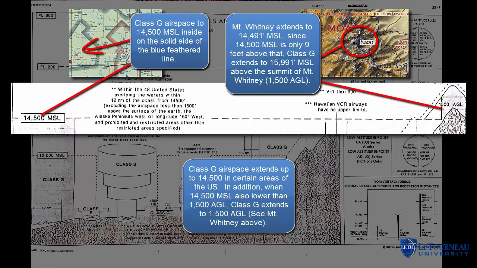Over on the left side you see the depiction on the sectional where we see Class G go up to 14,500 feet MSL, and it's depicted on the sectional like that. Outside the blue feathered line, Class G will go up to 14,500 MSL. Inside that blue feathered line it goes up to 1,200 AGL, and then we know that inside the magenta feathered line it goes up to 700 AGL.